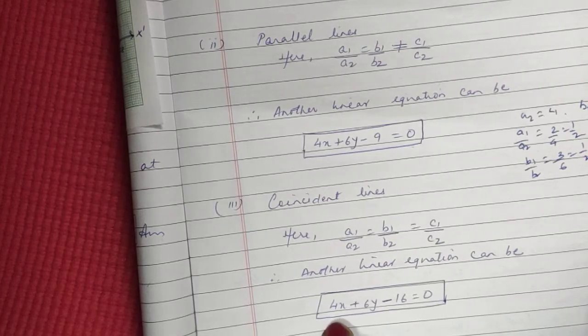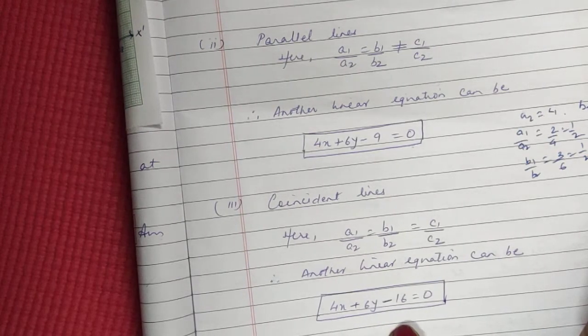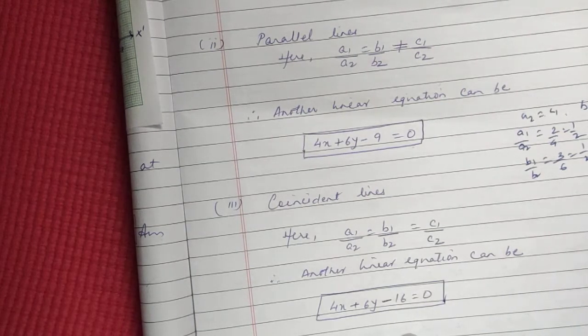So that when you do a1 by a2, it becomes 2 by 4, that is 1 by 2, b1 by b2, 3 by 6, that is again 1 by 2, and c1 by c2 equals minus 8 by minus 16, that is again equal to 1 by 2. Okay children, you can even write linear equations of your own choice also.